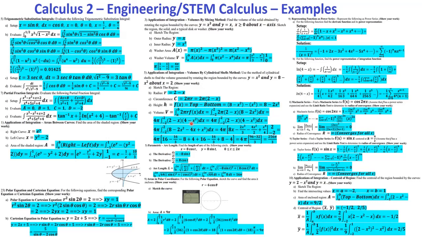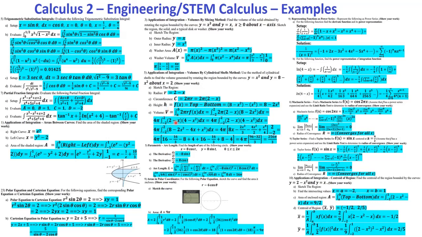Then I have another application of volume by cylindrical shell, which we have already seen. This is the volume when rotating the area between y equals x squared and y equals 8 minus x squared about x equals 2. Because of the graph, the radius is r equals 2 minus x. The third component is 2 pi r, which is 2 pi times 2 minus x.